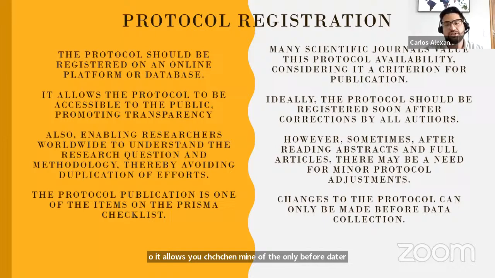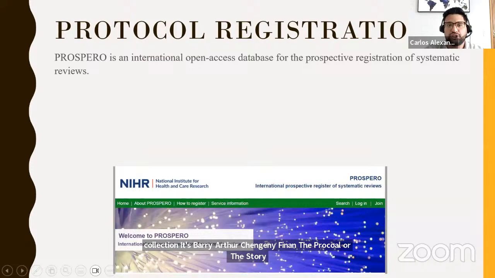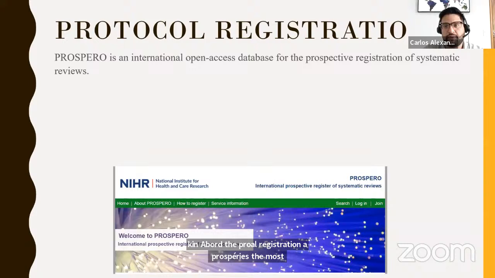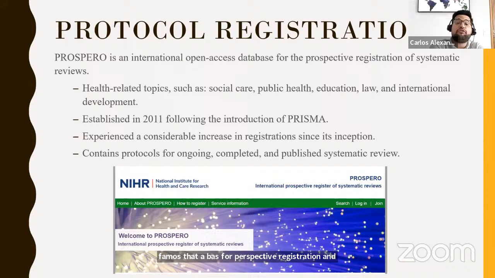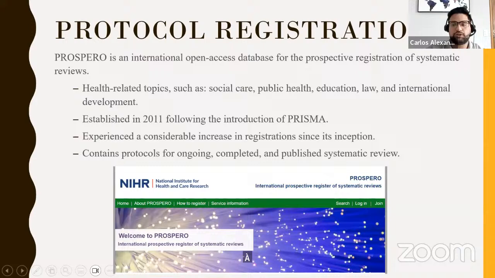Talking about protocol registration, PROSPERO is the most famous database for prospective registration of systematic reviews. Usually it's health related, but you can also have topics such as public health, education, law, and international development that are usually related to health. It was established in 2011 following the introduction of PRISMA. After this publication, the number of protocol registrations increased very much in the previous years. So right now you have thousands of registered protocols, and it contains ongoing, completed, and published systematic reviews.